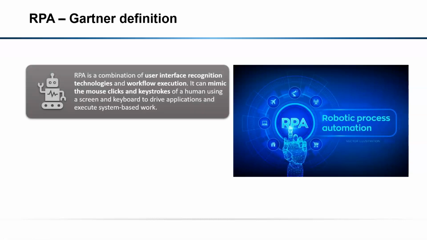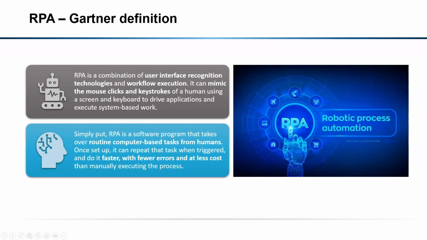RPA is a combination of user interface recognition technologies, like mouse clicks and keystrokes, and workflow execution. It can mimic the mouse clicks and keystrokes of a human using a screen and keyboard to drive applications and execute system-based work. It sounds like a mouthful, but it is a combination of a user interface and workflow.